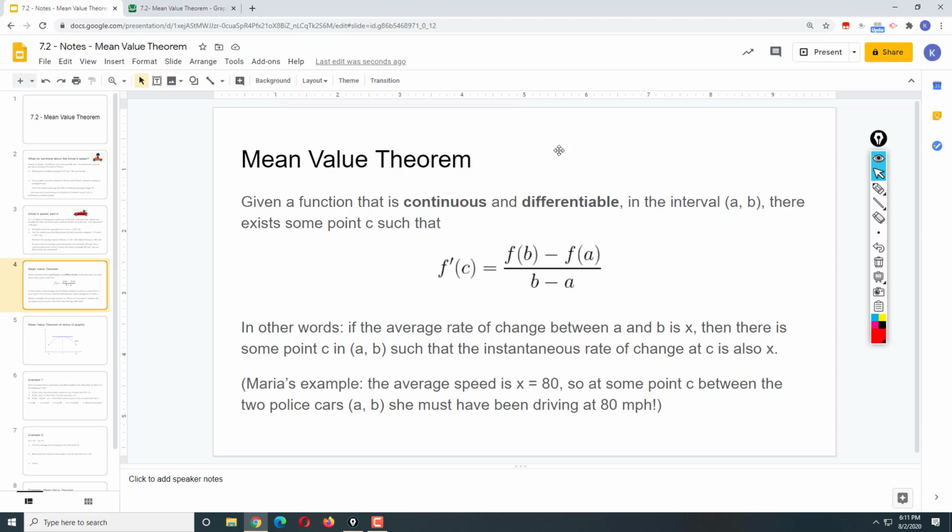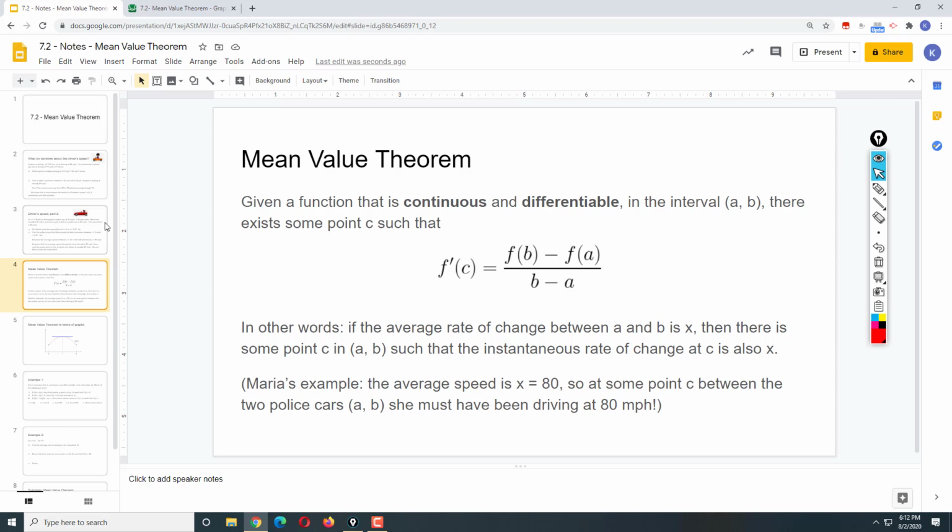What does that mean? Well, f(b) minus f(a) over b minus a is just the average rate of change. f prime of c is the instantaneous rate of change.